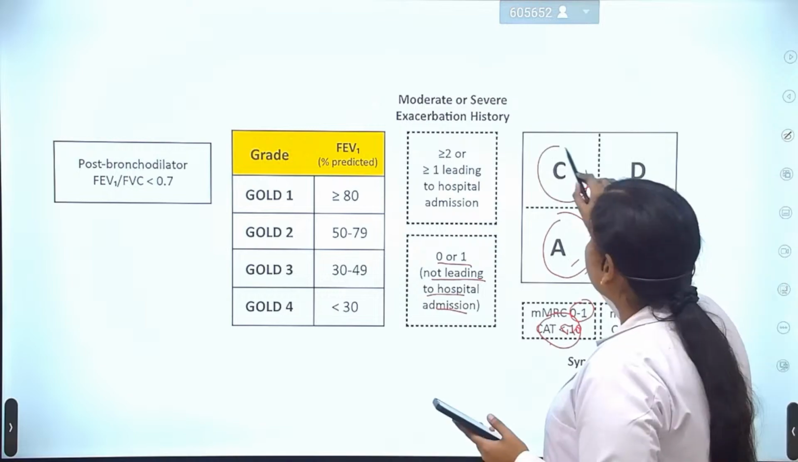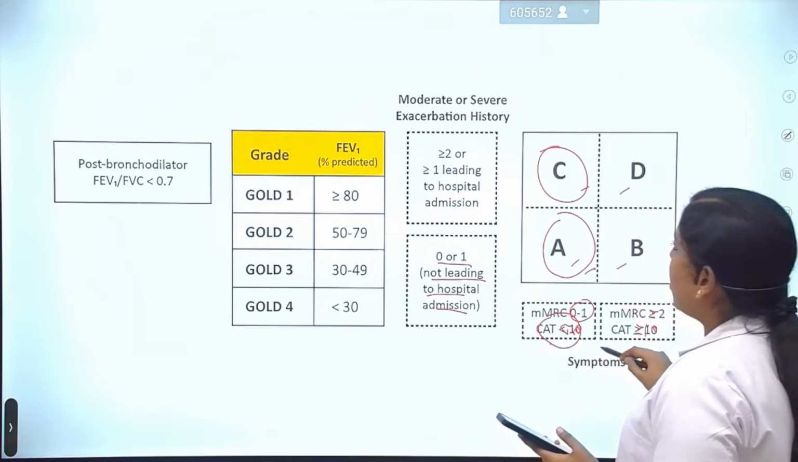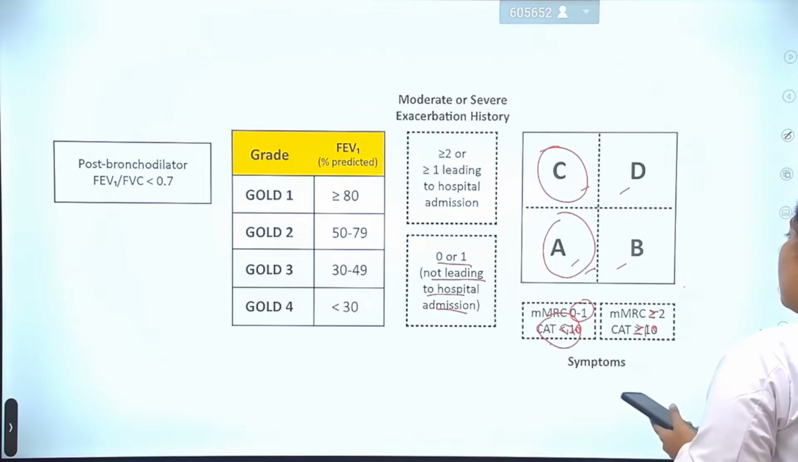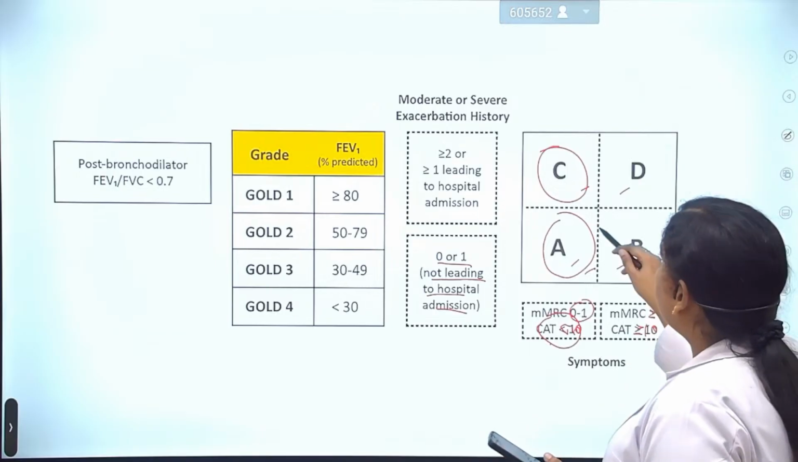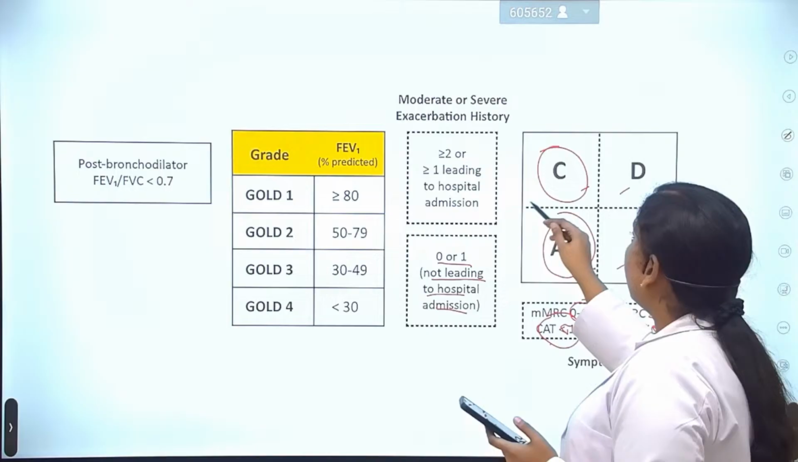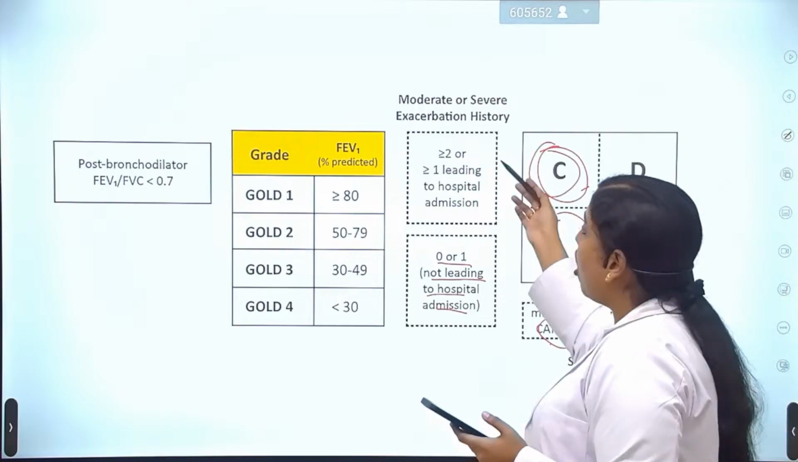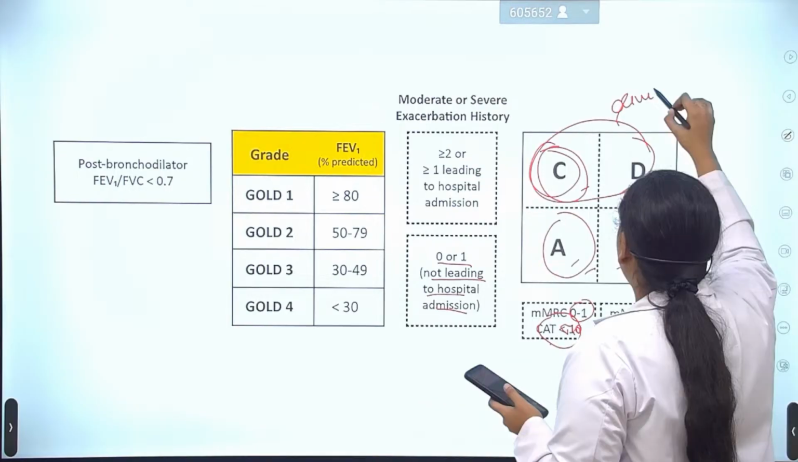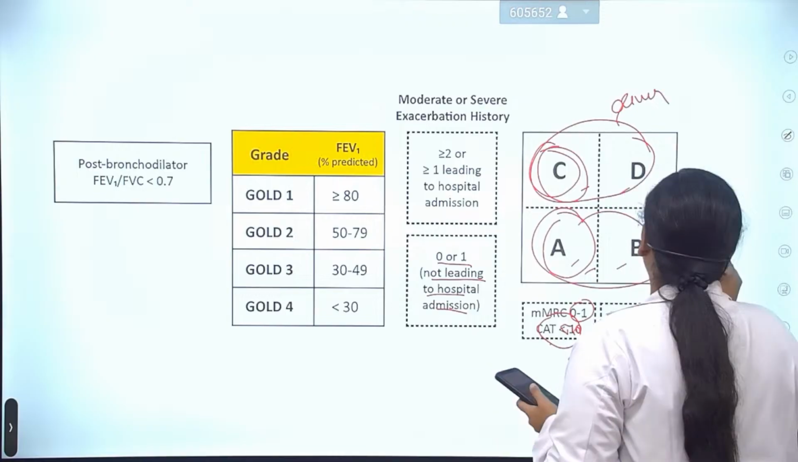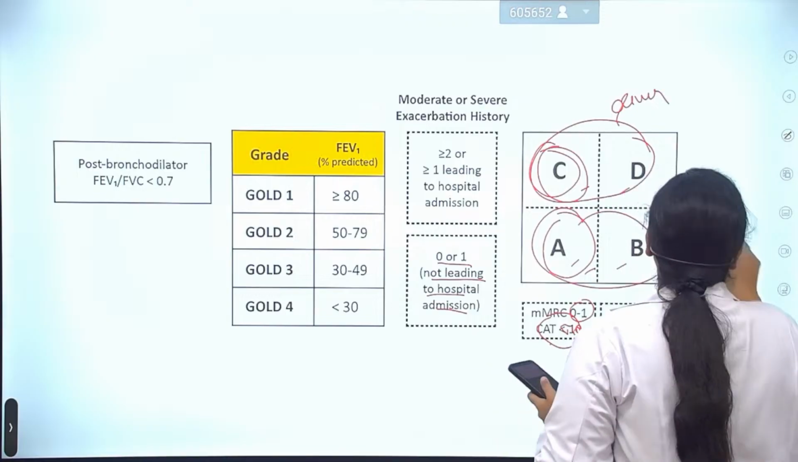In C category again, the MMRC score is... the patient has gone to hospital greater than 2 times. Okay, in C and D category, A and B are coming under mild categories. So based upon this only we are planning the management.